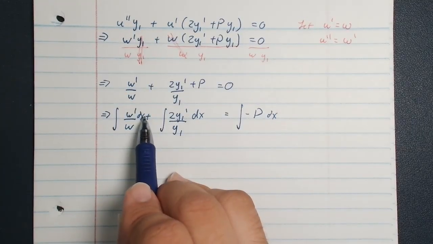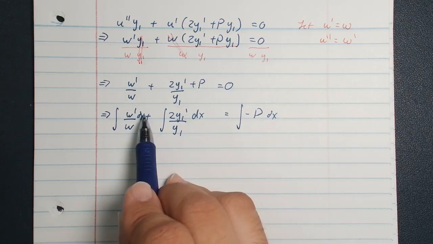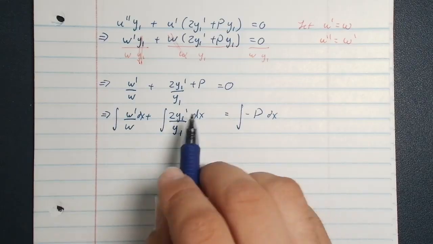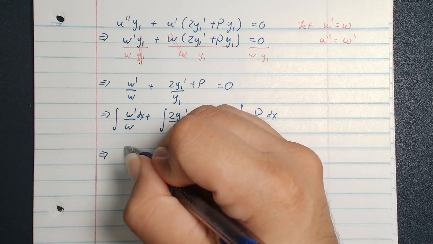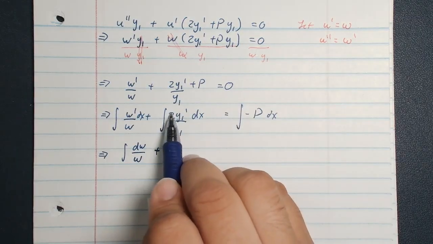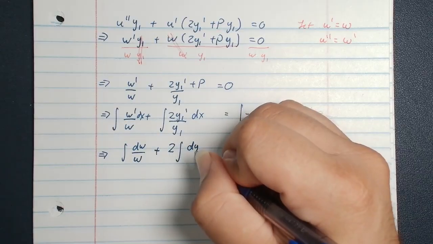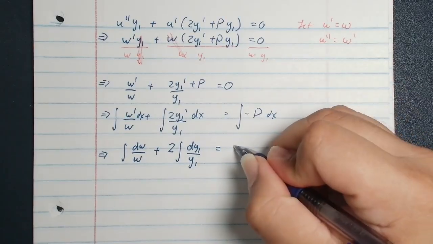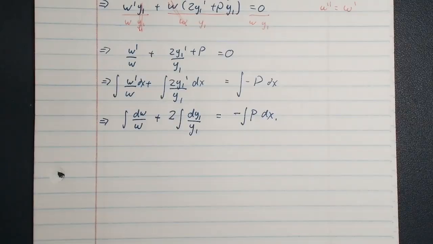Here, w prime dx, if you think back to Cal 1, this is just the derivative of w times the differential of the variable of w. That's just the differential of w. That's dw. Likewise here, this is dy1. So here I can get this to be integral dw over w, which we know that one. Here we have a constant 2, which you can just factor out. Integral dy1 over y1. And over here, I've got a negative, which technically is a constant. I'll factor that out. Integral of p dx like this. And now all that's integrable.